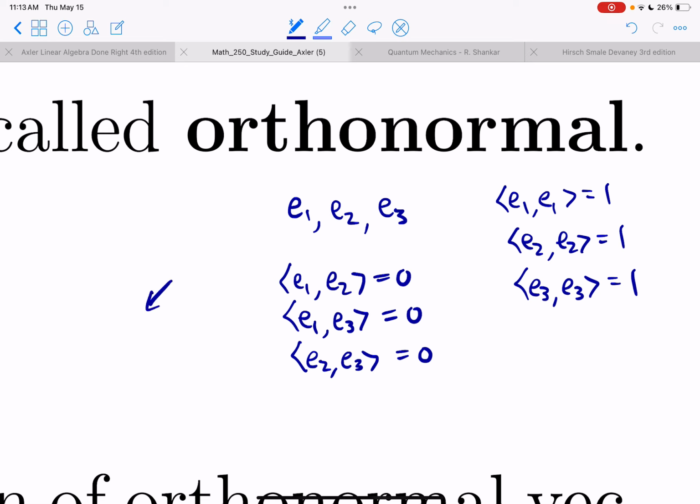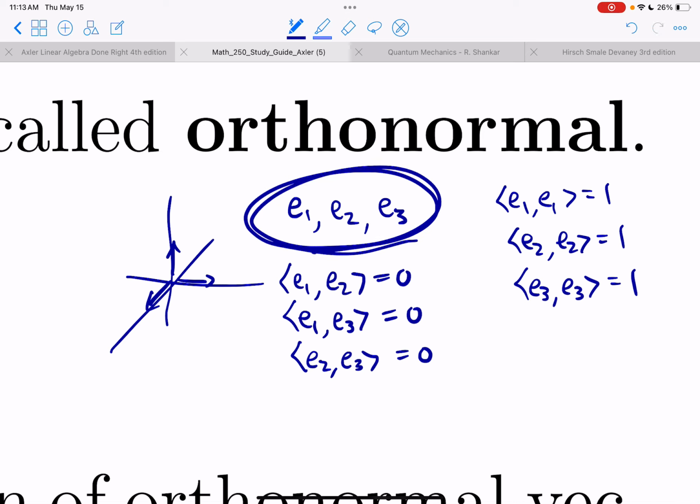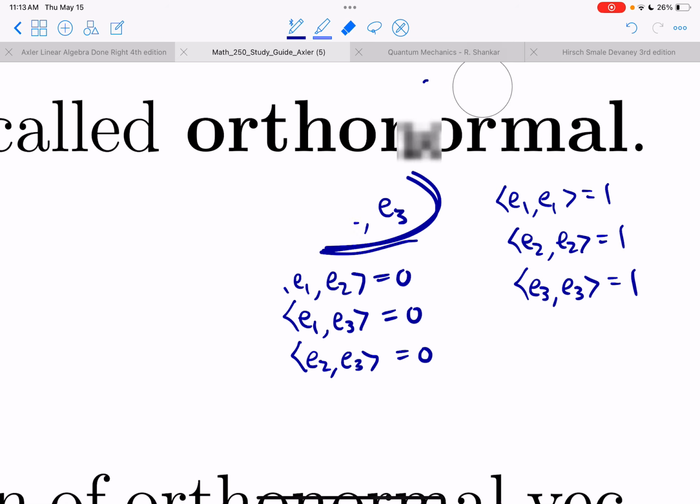Okay, so you could think of i hat, j hat, k hat in three-dimensional space. They're all at 90 degrees. Clearly, they're going to be independent, and they all have length 1. So orthonormal means length 1 and orthogonal. And an orthonormal basis is just a list of orthonormal vectors that are a basis. Orthonormal vectors are automatically independent, but they should also span the whole space if they're an orthonormal basis. Sometimes called an ONB because it so often comes up. They're often called e1, e2, e3, e4, etc.